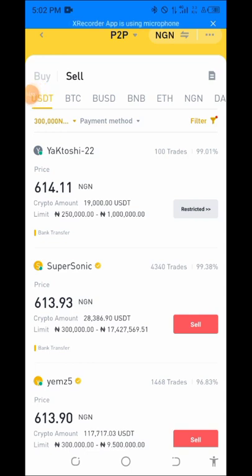Some of these merchants are not to be trusted. That's one thing. Once you want to sell your funds on Binance, you need to be very mindful, else you can lose so much from those merchants. Some of them are scammers. That's one thing I must say. Some of them are scammers. You need to be very, very mindful.